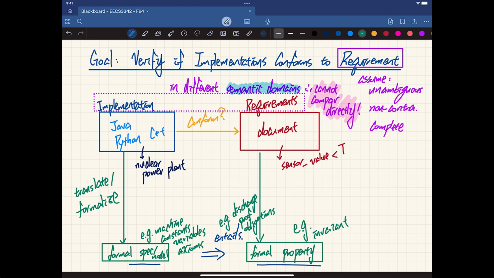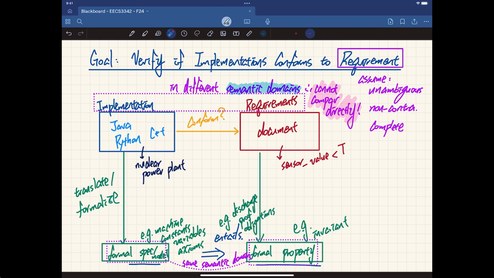And one final remark. Now you really want to look at these two. This one over here, the formal model, and this one over here, the formal property, they are in the same semantic domain, the same. Right? It's really important to note that. And of course, to really go from here to here is also about translate and formalize. Well, the same, okay? The two arrows over here.